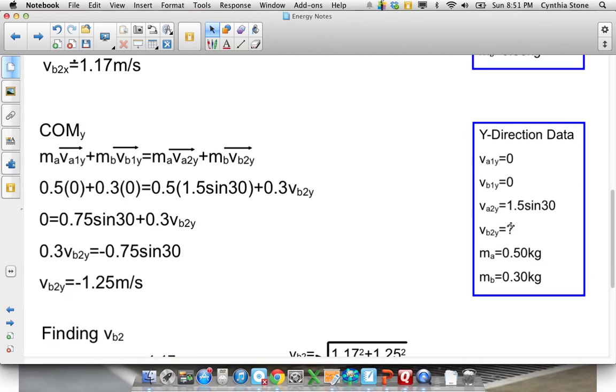VB2y, I don't have to write down, by the way, that it's negative. I'm looking for it. It'll turn out negative. If it doesn't turn out negative, then we screwed up, okay? And we know our masses. So exact same. We're just going to solve.